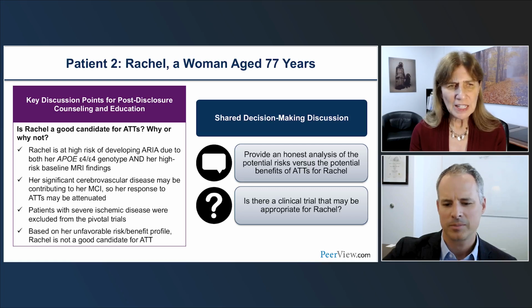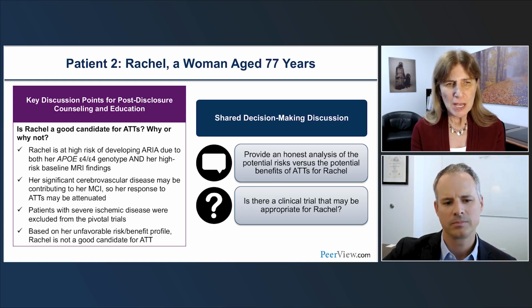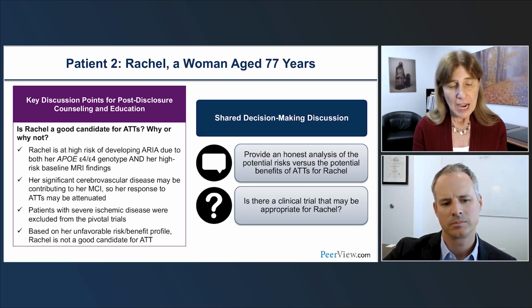Yeah, very similarly. I feel it's a shame. MCI, she's at the mild end of the Alzheimer's spectrum, confirmed amyloid pathology. But is this a safe treatment for her? Baseline MRI and the APOE4 homozygote status worries me that she's at a high risk for ARIA.